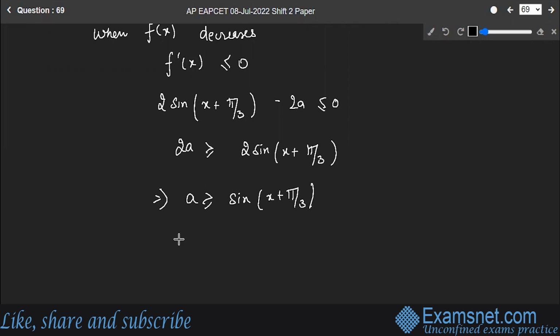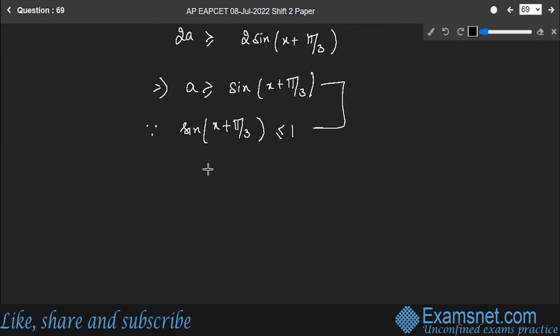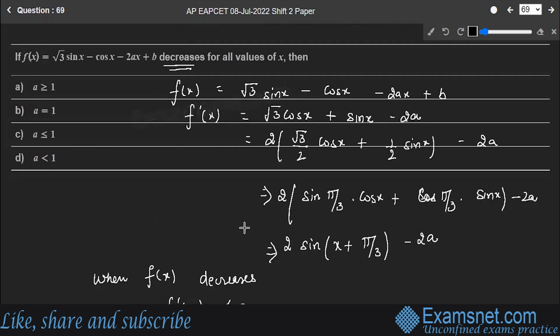Right? So we have one thing, because sin(x + π/3) is less than or equal to 1. So comparing both these equations, you have a is greater than or equal to 1. That means we got our answer. Yes, we have option A.